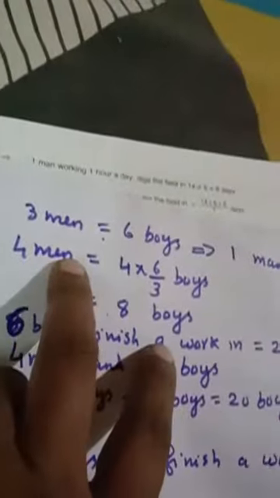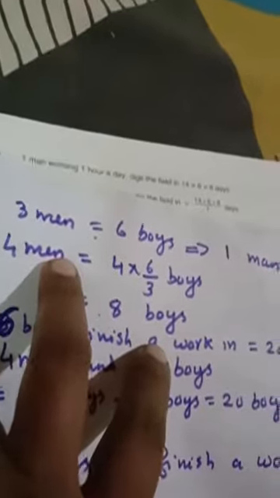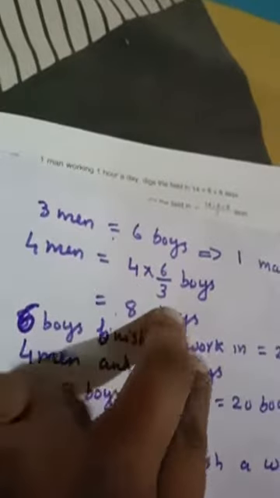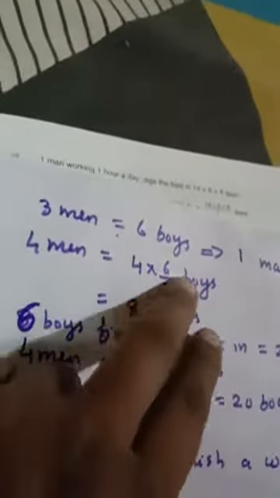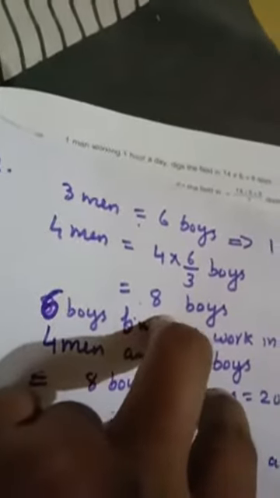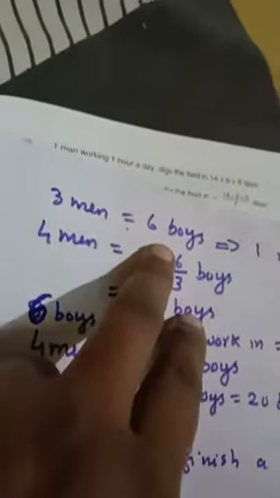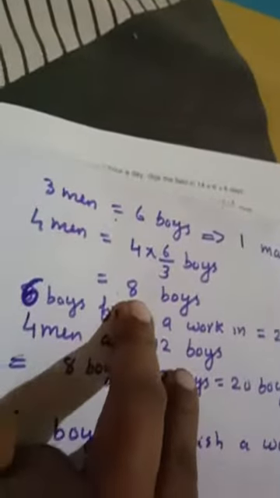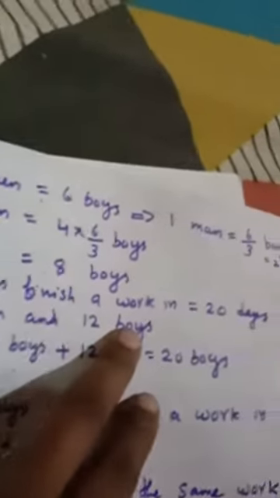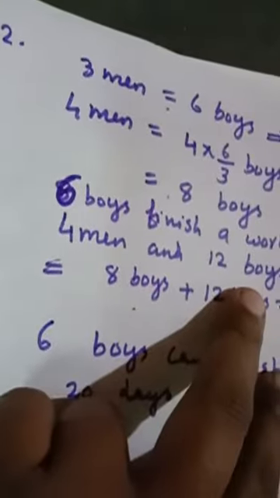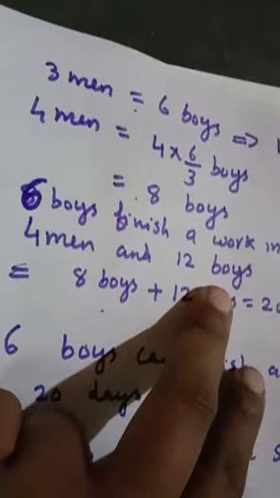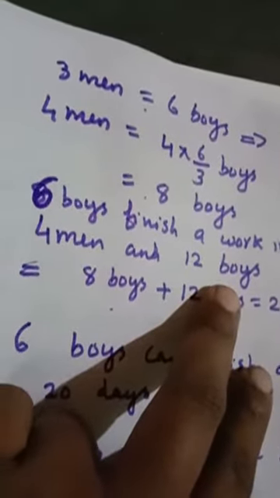Now 4 men. The question has 4 men and 12 boys together, you know. So 4 men equal to 4 into 6 by 3 boys, that is 4 into 2, 8 boys. 4 men is equal to 8 boys. That is double. If 3 men, then 6 boys; 4 men, 8 boys. Okay. Now it is given that 6 boys finish a work in 20 days. Now we want to find the 1 day work, first the 1 day work of men and boys, you know.